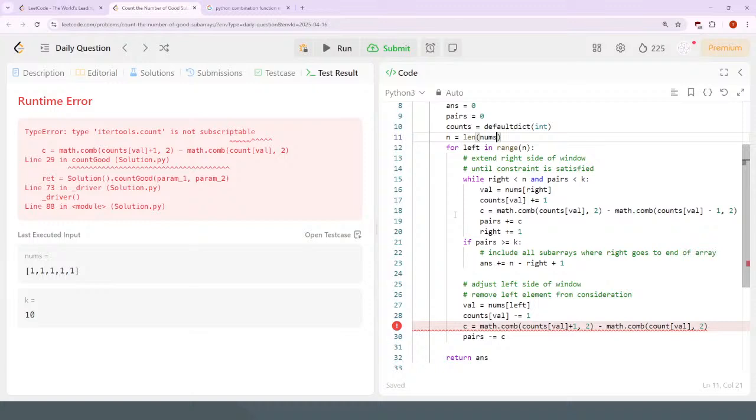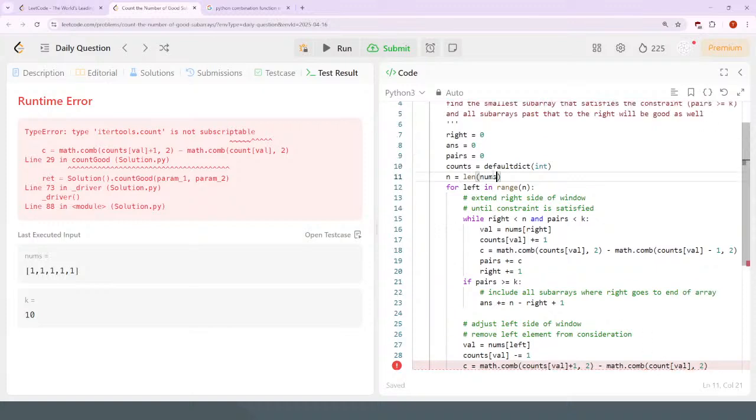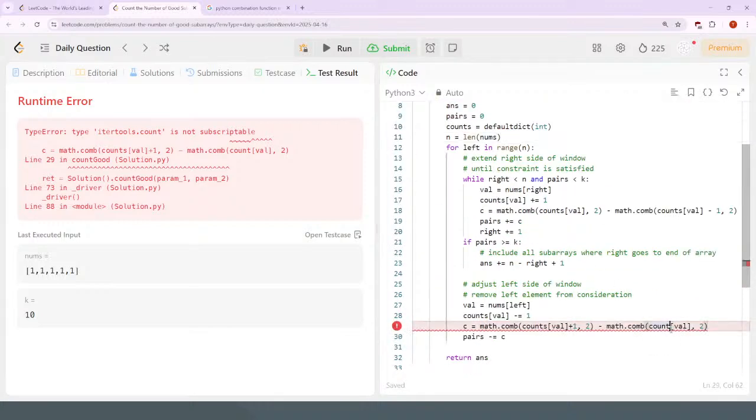Counts of the value. The value is nums at left. Huh, interesting. What is going on here? Oh, wait, there's two things. There's counts and count. I guess maybe count is actually a function.